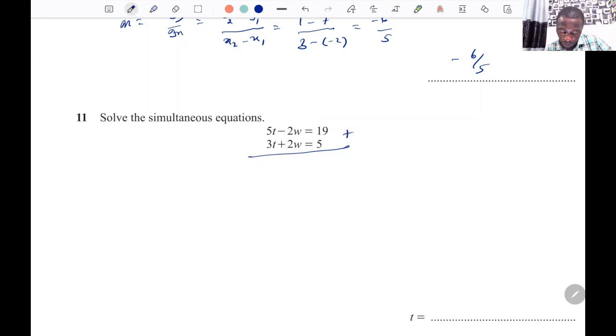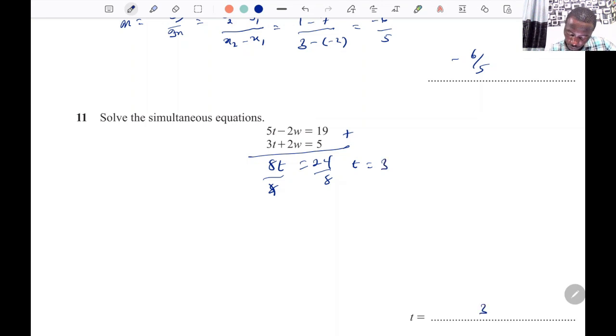So we'll just add them. If we start from up, we maintain up; if we start from down, we maintain down. So I want to start from up. 5t plus 3t gives me 8t, and minus 2w plus 2w gives me 0, so that one is gone. 19 plus 5 gives me 24. Divide both sides by 8, and my t is 3.